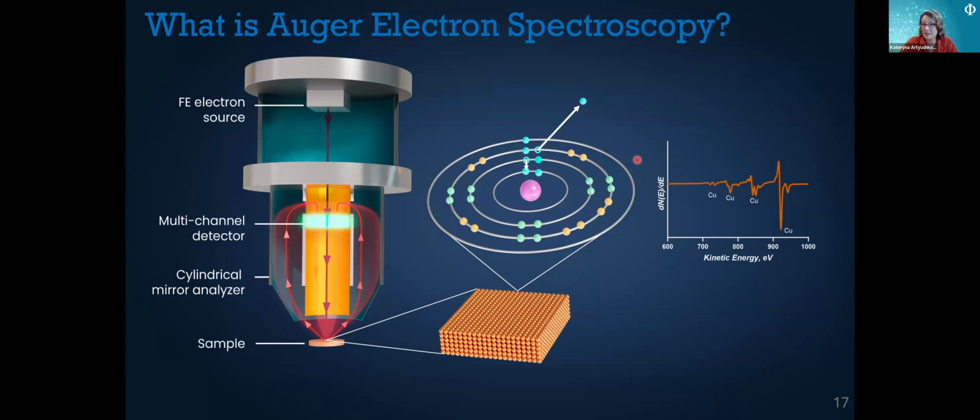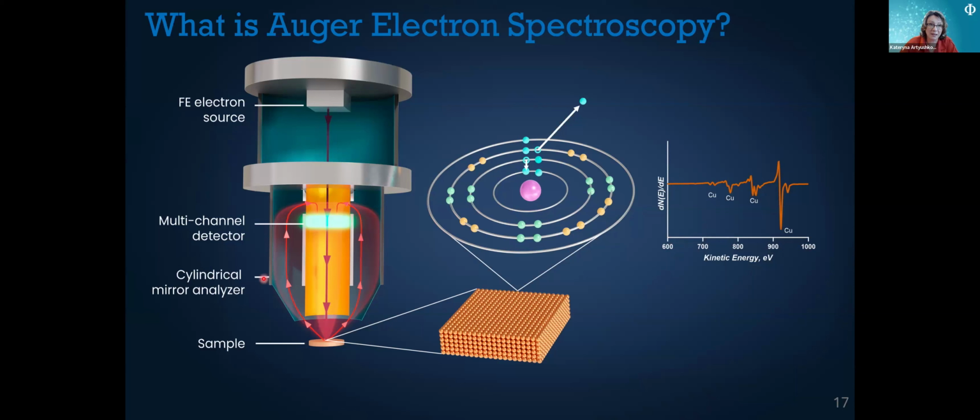Auger electrons are counted similarly. The intensity of the peak tells us how much is present, and the energy of the electrons tells what element is present on the surface. And with references and standards, we can also get some chemical information.